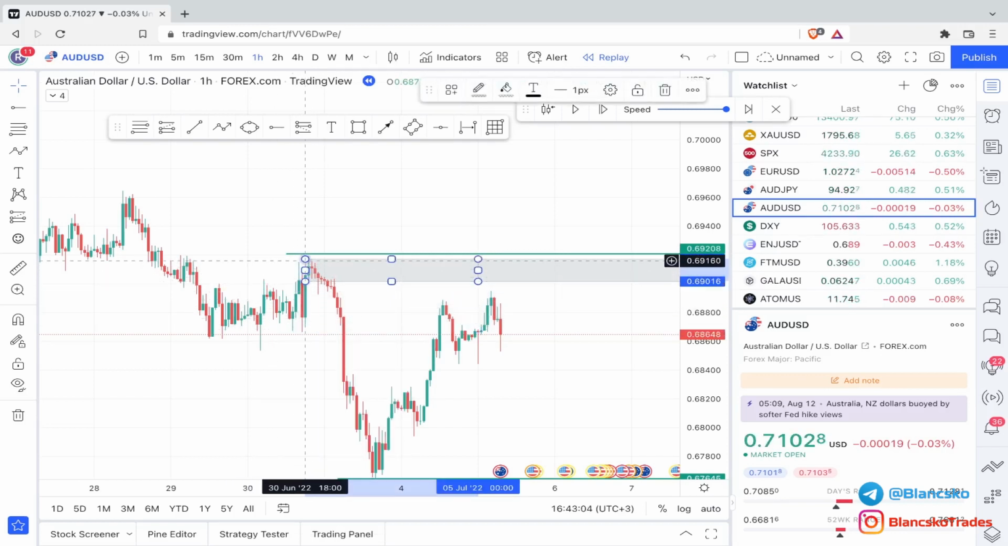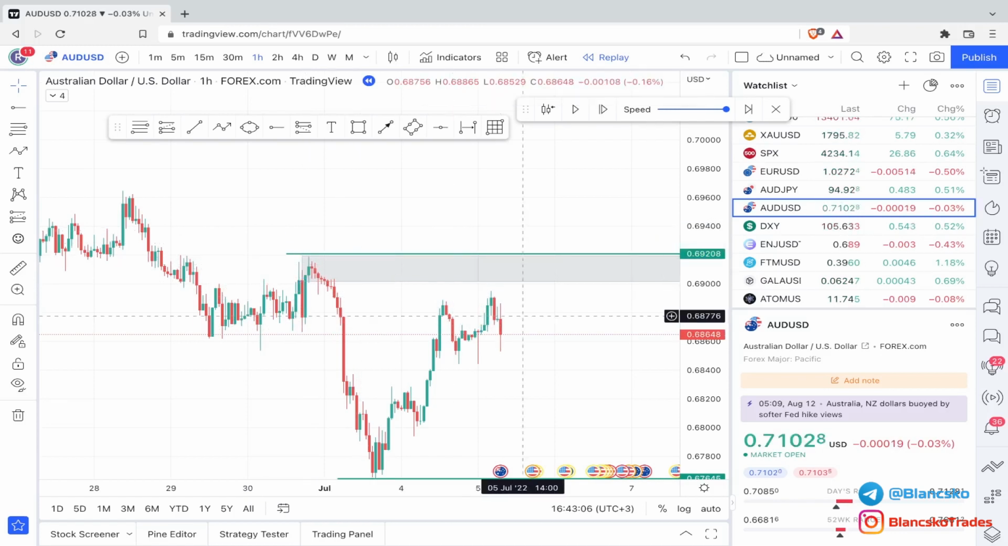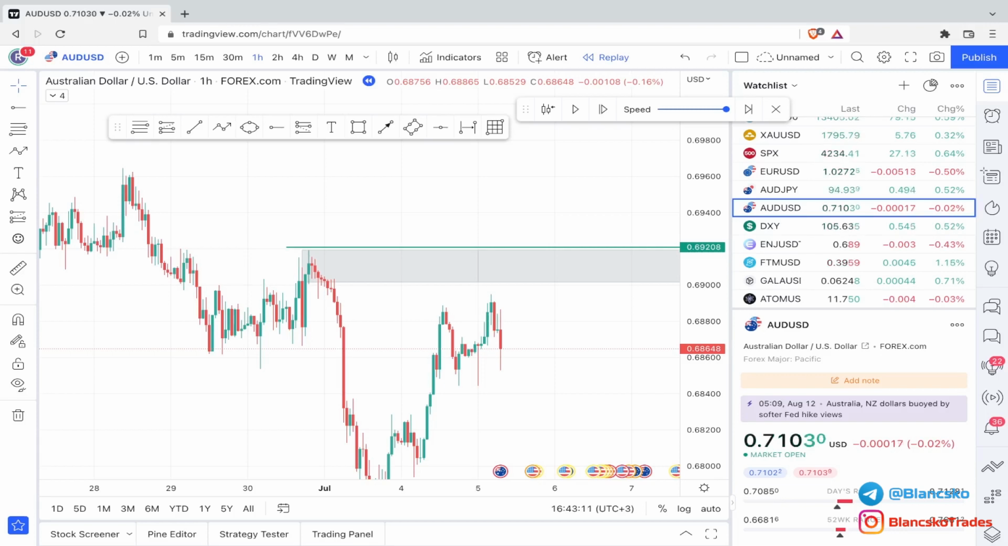Yeah, but now let's go on the M15. As we can see, it missed here, but let's go on the M15 and see if we would have found another order block.